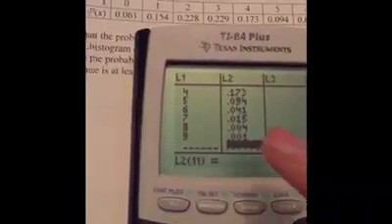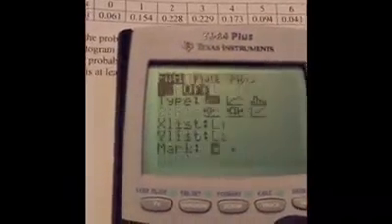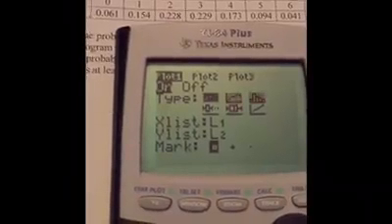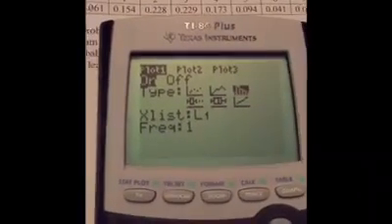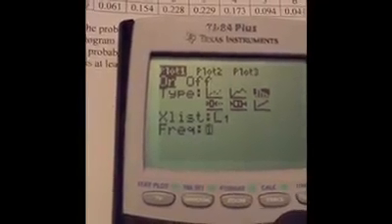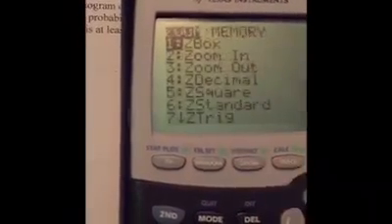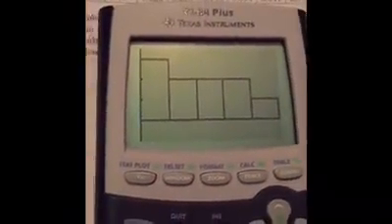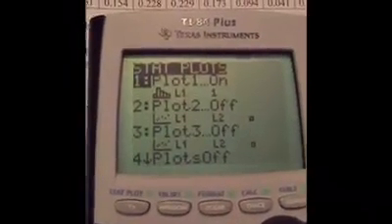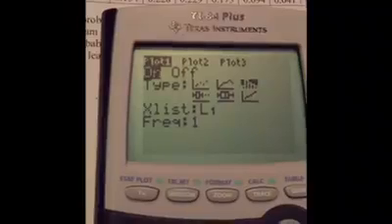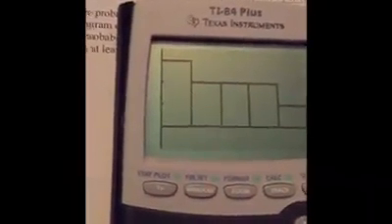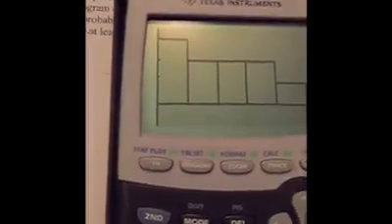Okay, once you have all the data in, go to stat plot, turn your first graph on, go down, find the histogram. Your X list is in list 1. There we go. So what I did is I changed the frequency to 1, and so then when I zoom 9, I get the same bar that I did.